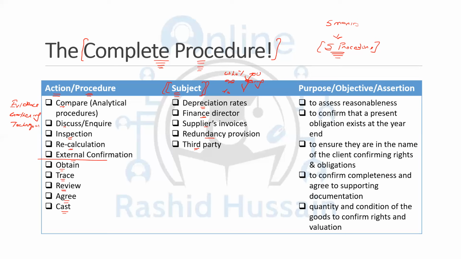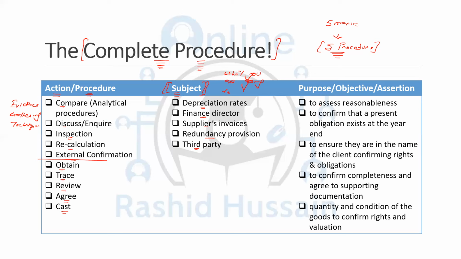So the first part was the action: compare, discuss, inspect, recalculate, obtain, trace, review. And the second part is the subject. So you need to start your procedure with these things. And then there comes the subject, which you are going to check, which you are going to inspect, which you are going to discuss, which you are going to ask. So this is the subject.